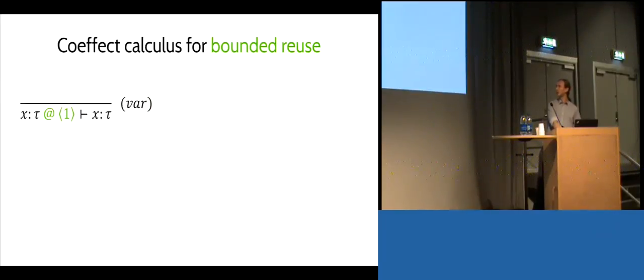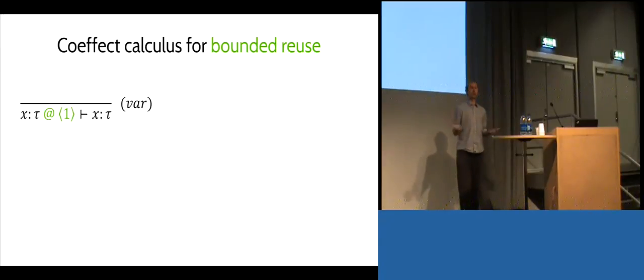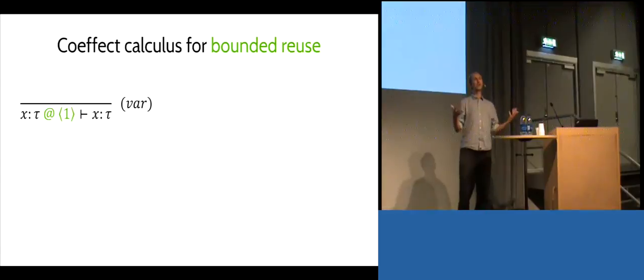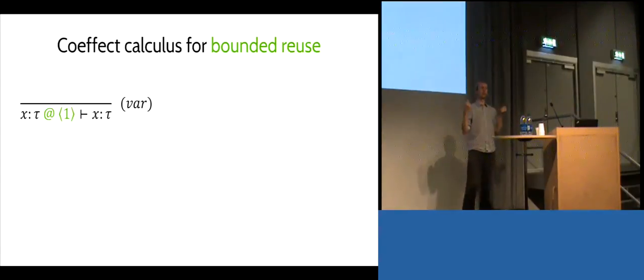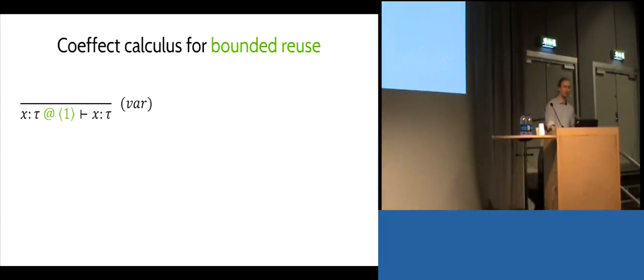So how does this example actually work? Well, in our typing rules for a variable, that's quite easy. When we are accessing a variable, we annotate the context containing just that single variable with 1. So we are accessing the variable once.